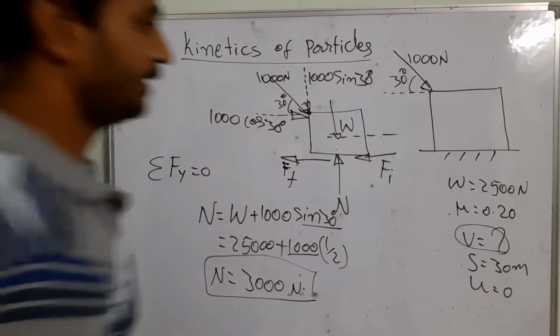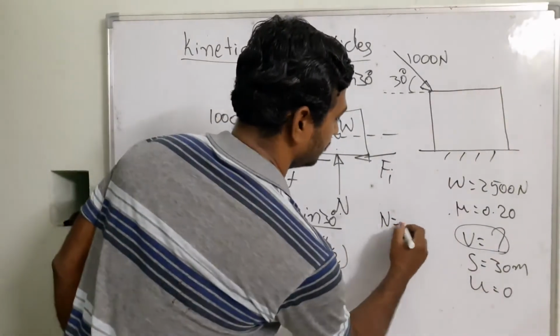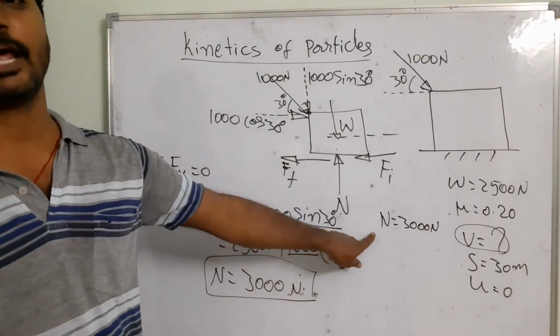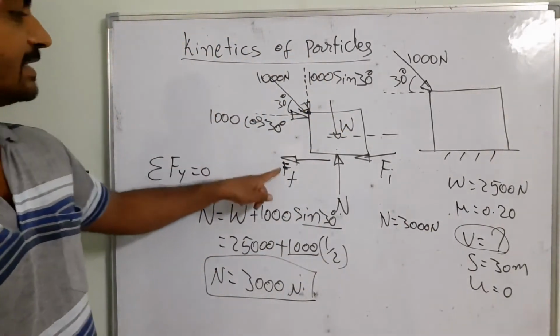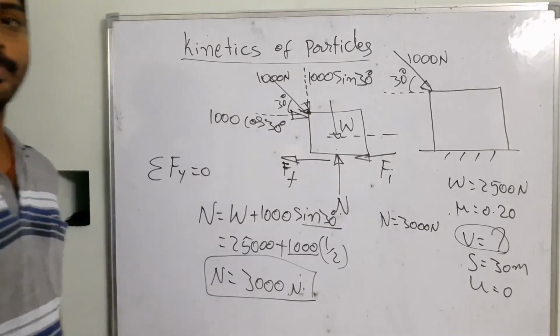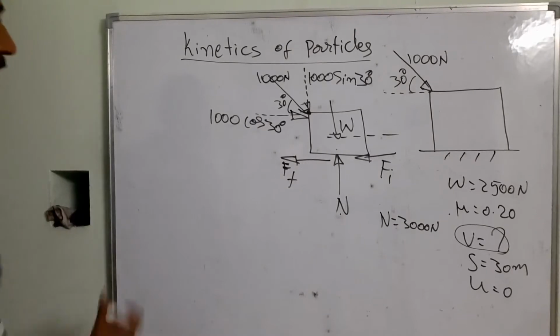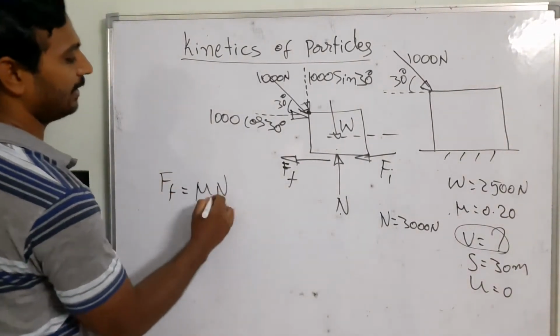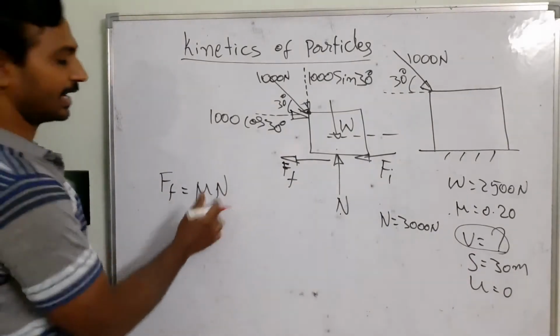So I am writing here that N is equal to 3000 newtons. Once I have calculated the normal force, I can substitute it in the frictional force equation. What is the frictional force equation? The frictional force Ff is equal to mu into N. N is going to be your normal reaction.